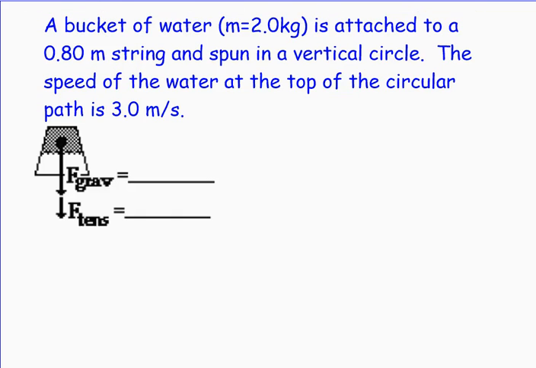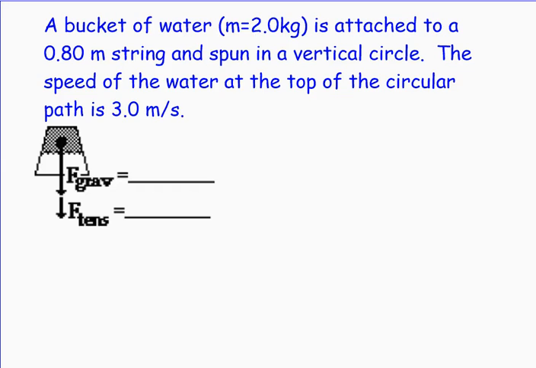A bucket of water with a mass of 2 kilograms is attached to a 0.8 meter string and spun in a vertical circle. The speed of the water at the top of the circular path is 3 meters per second. So we're asked to find the gravitational force and the tensional force. Both of those are combining to give me the centripetal force for this example at this point.